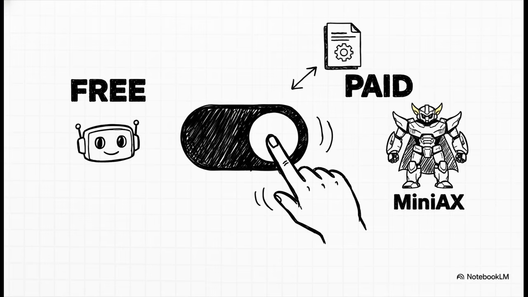And the best part is just how flexible this makes you. Because you're already set up with OpenRouter, if you want to switch from a free model to a powerhouse like Mini-X, it's as simple as changing that one little line, the model name, in your settings file. You can swap back and forth in seconds whenever you want.